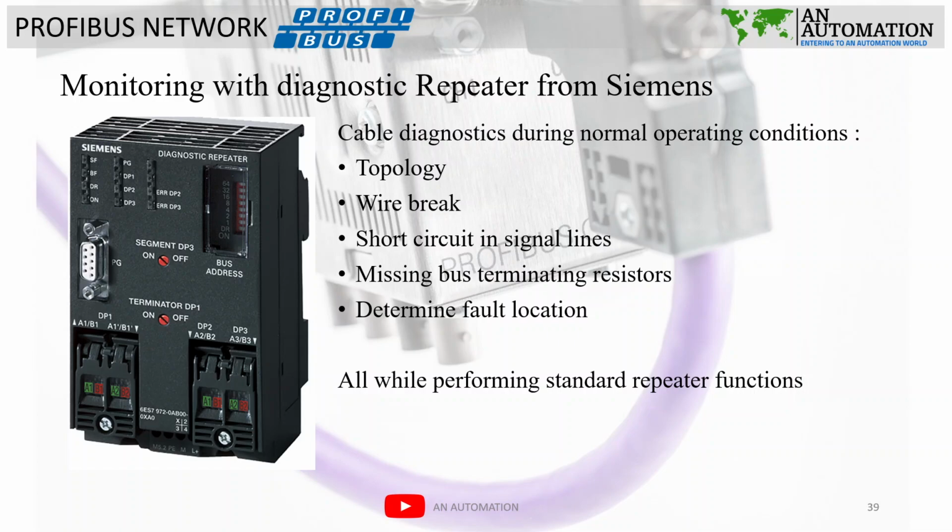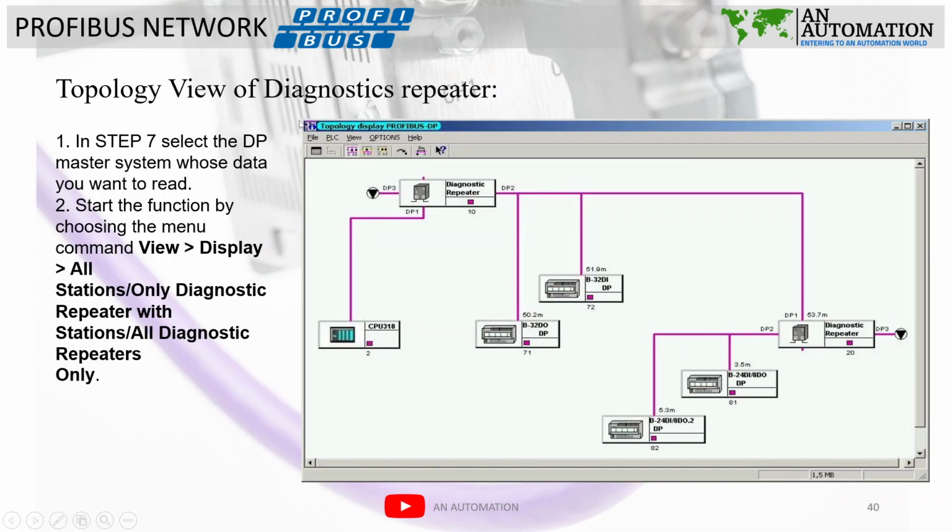With this type of module we can diagnose during normal operating conditions, where we can check topology, wire break, short circuit in signal lines, missing bus terminating resistors, and determine fault location, all while performing the standard repeater function. So the topological view of the diagnostic repeater is like that.